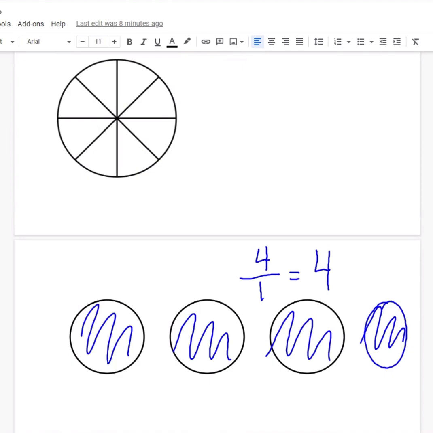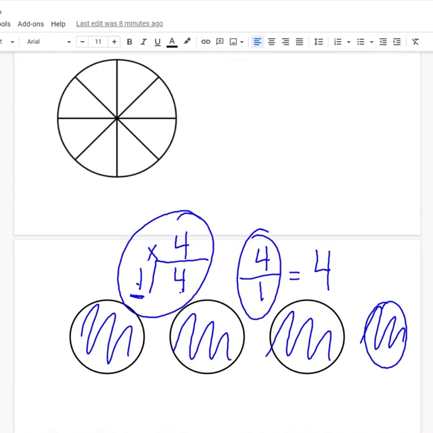So a lot of times you've seen division that looks like this, right? You say 1 goes into 4 how many times? Or what times 1 equals 4? Well, 4 times 1 equals 4, right? So this is the same thing. This is 4 divided by 1. This is 4 divided by 1.